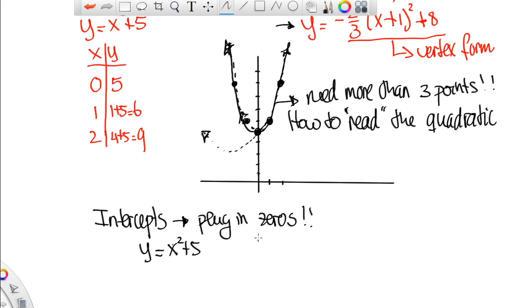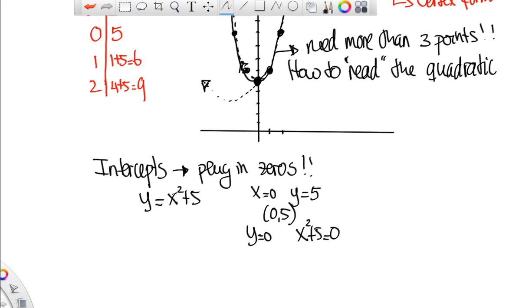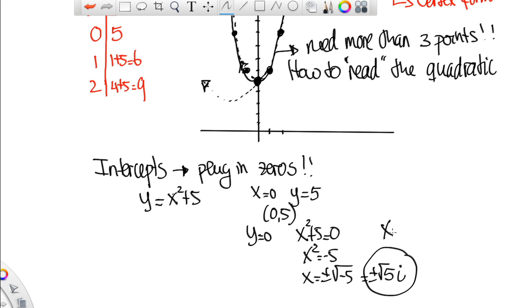So if you say x is 0, then you get y equals 0 plus 5 is 5. So 0, 5 was on the graph, which is this point right over here. Then if you plug in 0 for y, you get x squared plus 5 is 0. So you would get x squared equals a negative 5. So x would be plus or minus the square root of a negative 5, which is plus or minus the square root of 5i. And that's supposed to represent my x-intercepts.